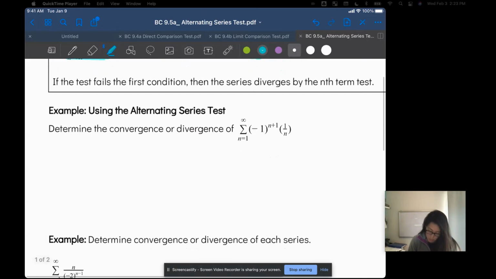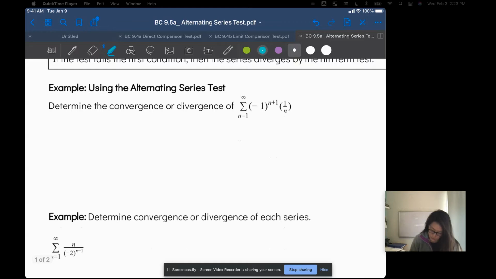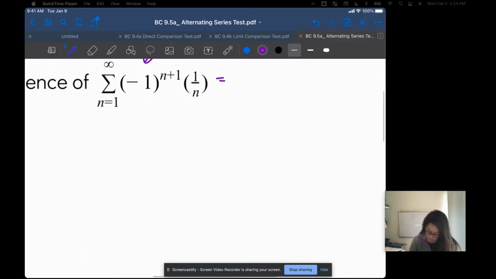Okay, so what's going on here? First, we have this series right here, which is the sum from n is equal to 1 to infinity of -1 to the n plus 1 times 1 over n. This is the alternating harmonic series. So it's the harmonic series, but we're going to switch off pluses and minuses. So let's just plug it in and let's see what it looks like.